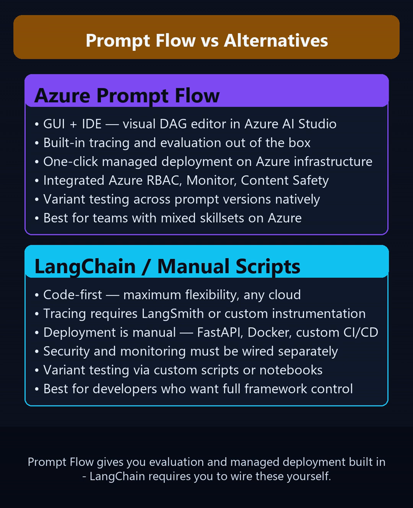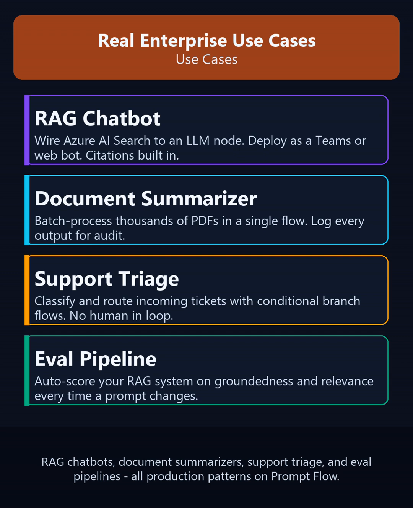Prompt Flow powers 4 common enterprise patterns. RAG chatbots: wire Azure AI Search to an LLM node and deploy as a Teams or web bot. Document summarizers: batch process thousands of PDFs with a single flow. Customer support triage: classify and route incoming tickets with conditional branch flows. Evaluation pipelines: automatically score your RAG system on quality metrics every time you update a prompt.